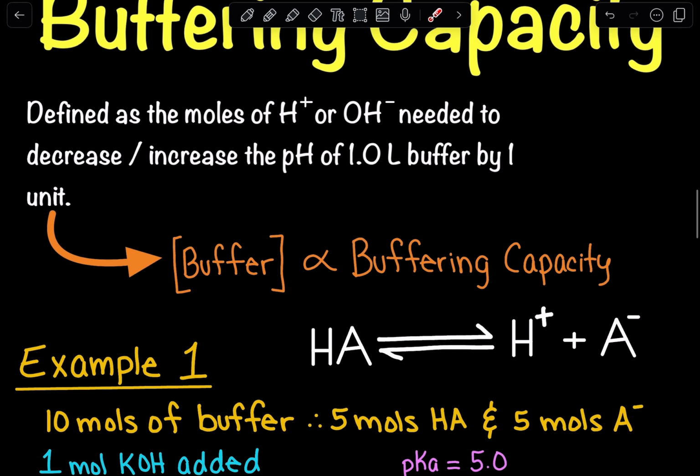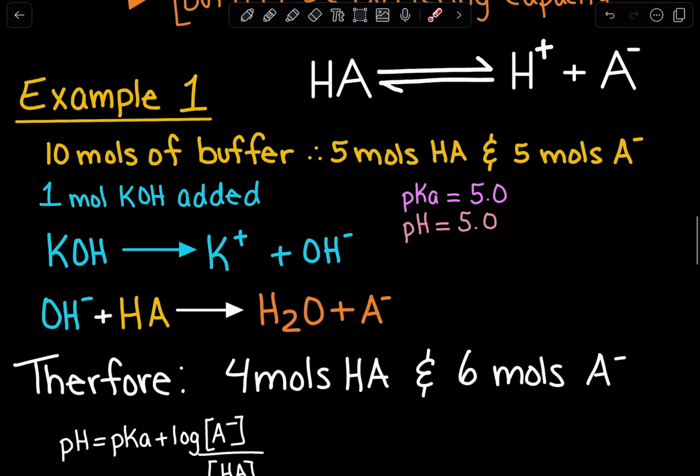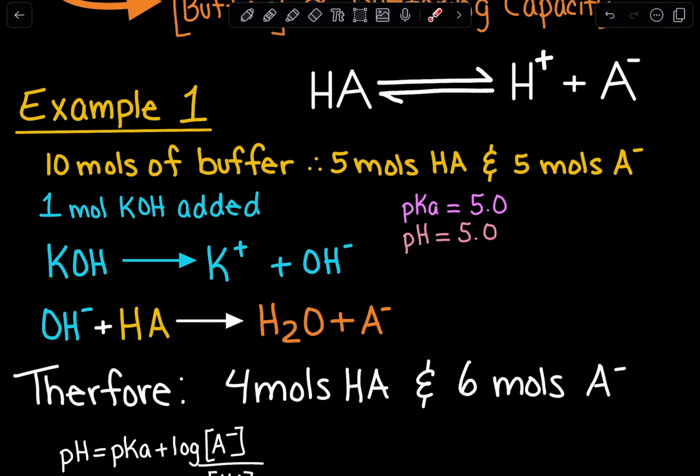Now, this theory essentially just tells us that the concentration of buffer is going to be directly proportional to the buffering capacity. Essentially, the ability for a buffer to minimize the change in pH is dependent on how much buffer we have. Now, taking a look at example number 1, let's say we have 10 moles of buffer.